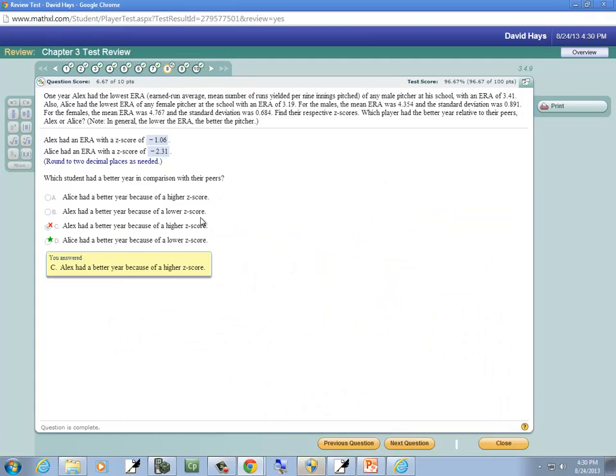Okay. Obviously, I don't know baseball at all. But when you work this problem, keep that in mind. Even though Alice had a smaller z-score, smaller is better in this regard, I guess, because smaller ERA, earned run average, means fewer runs yielded per innings pitched. One year, Alex had the lowest ERA, so I'm assuming that meant a good thing. Okay, I guess the lower the ERA, the better. So when you work that problem, keep that in mind.